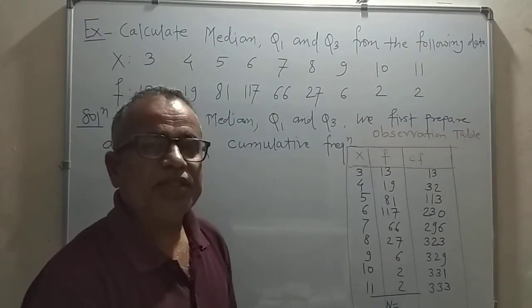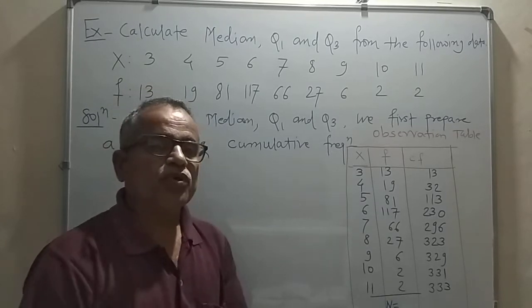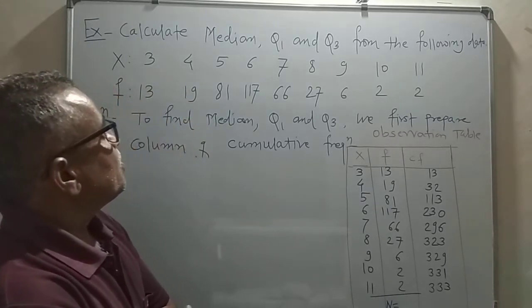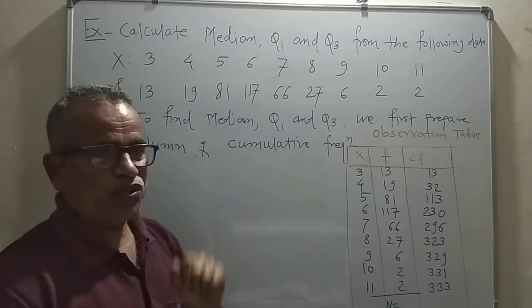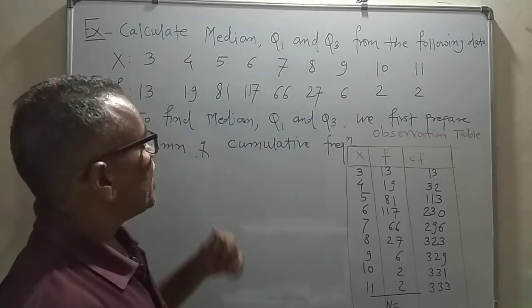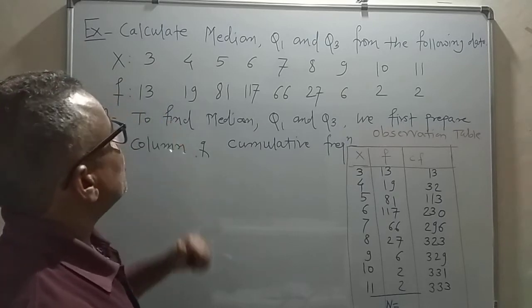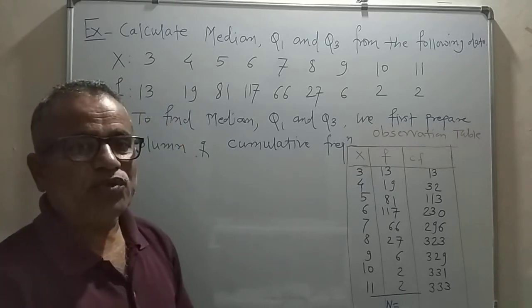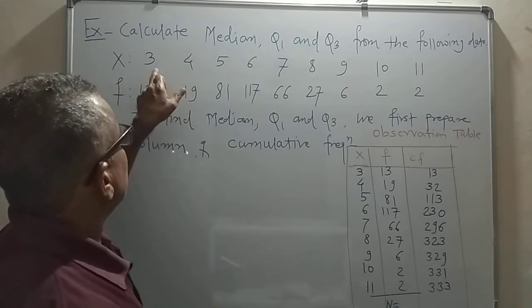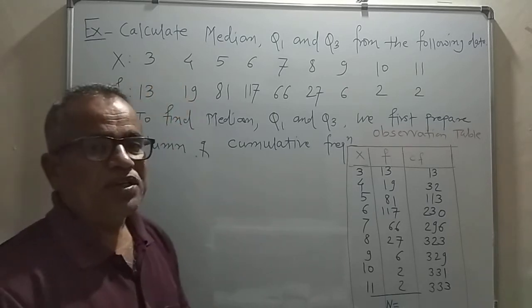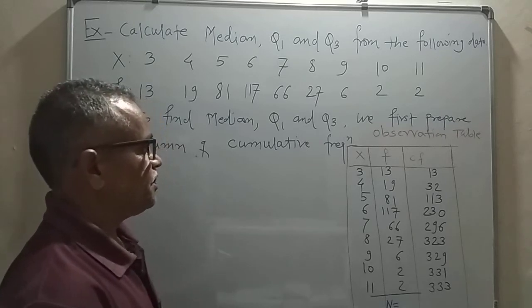Today we see how to compute quartiles and median for a discrete frequency distribution. In the last lecture we computed these values for individual data. Now today we calculate these values for a discrete frequency distribution.